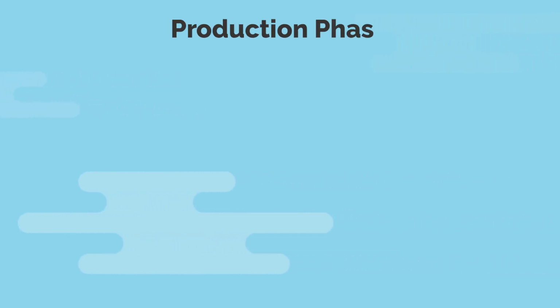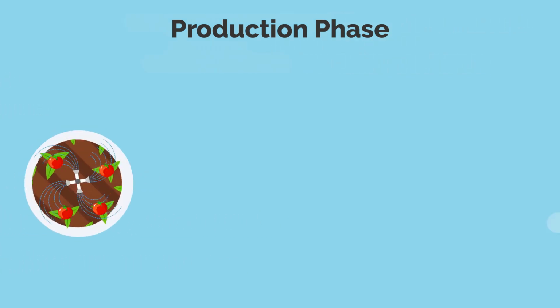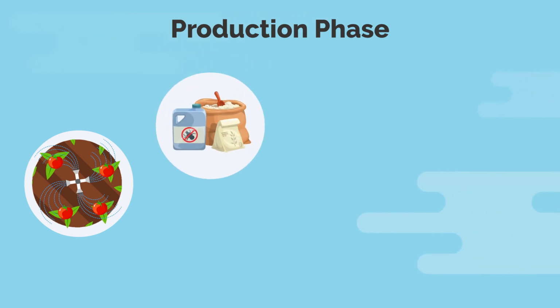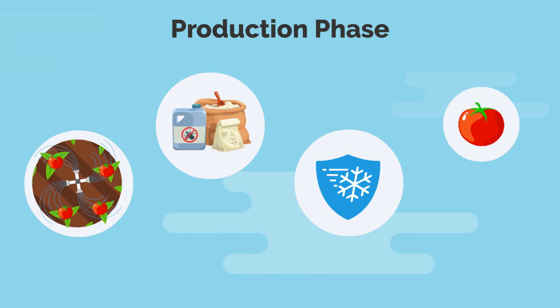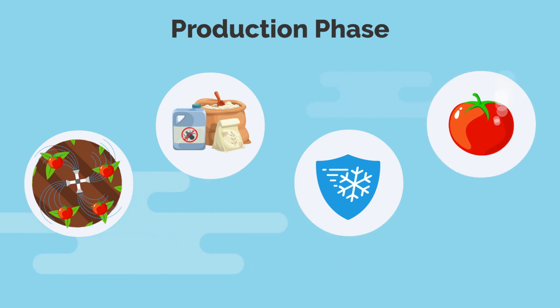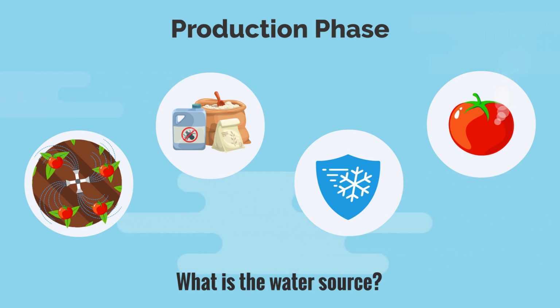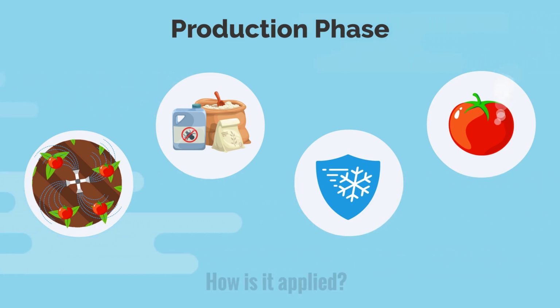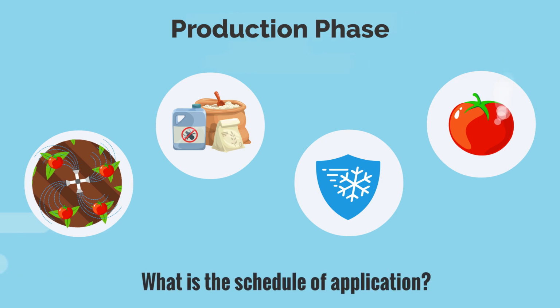Let's first talk about agricultural water used during the growing or production phase. Water is applied during this phase through irrigation, pesticide applications, frost protection, evaporative cooling, and other uses where water comes in contact with the edible portion of the produce. In order to minimize risk, you should be paying attention to the water source or where the water comes from, how it is applied, and the schedule of the application.